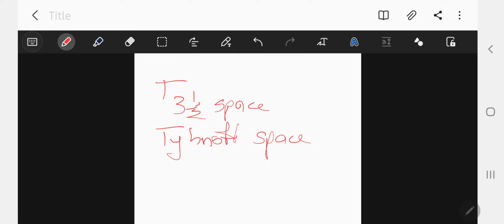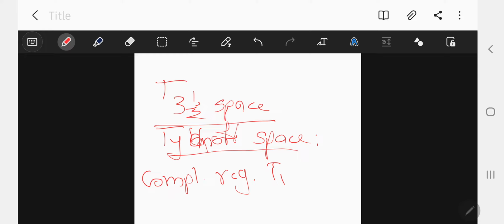Next definition is T3 1/2 space, that is Tikhonov space. Definition: a completely regular T1 space is called T3 1/2 space or Tikhonov space. Next definition is of normal space.